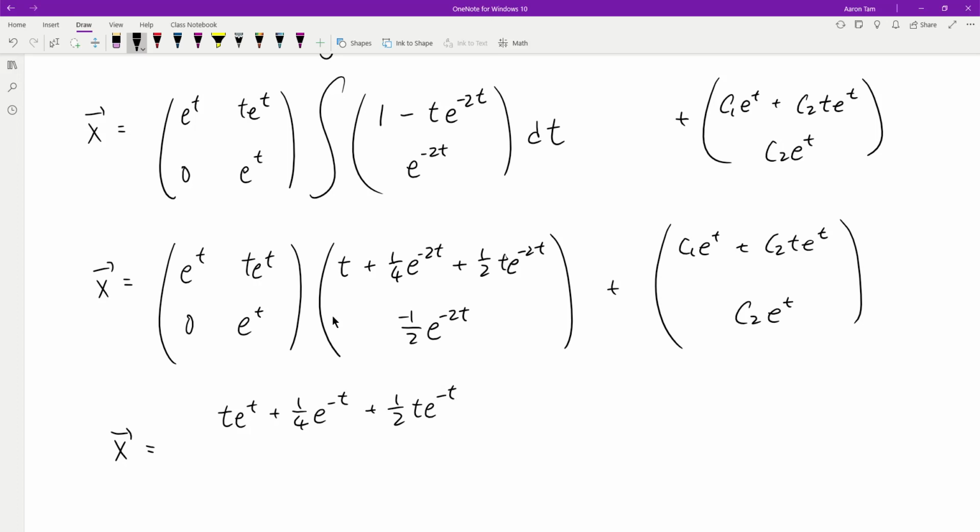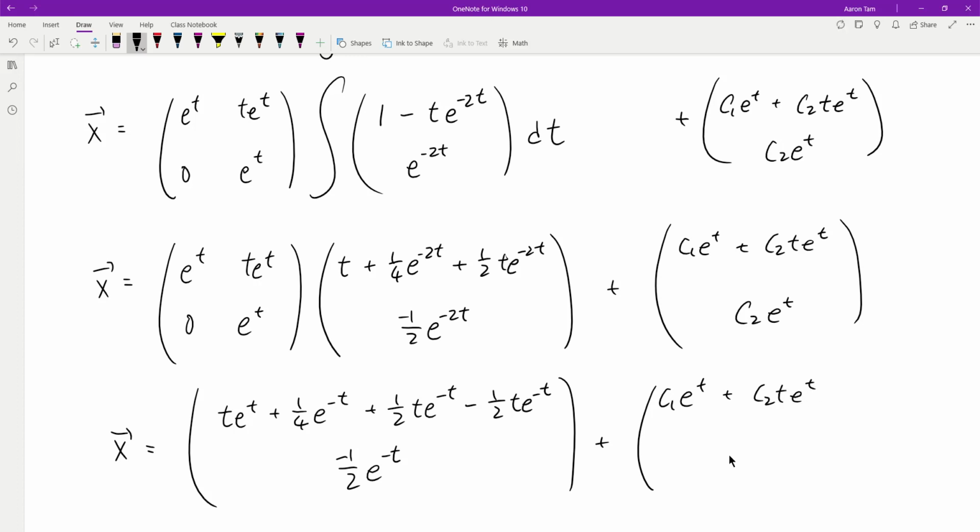And then I'll have t e^t times negative 1/2 e^(-2t), which becomes minus 1/2 t e^(-t). The bottom is easy. It's just 0 times the top plus e^t times negative 1/2 e^(-2t), so it becomes negative 1/2 e^(-t). And then we still have the homogeneous solution at the end.